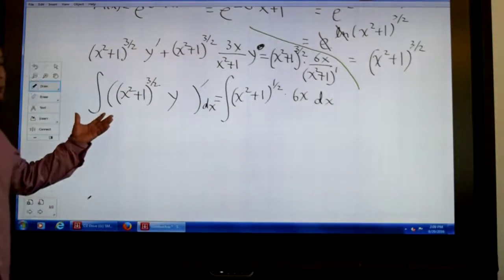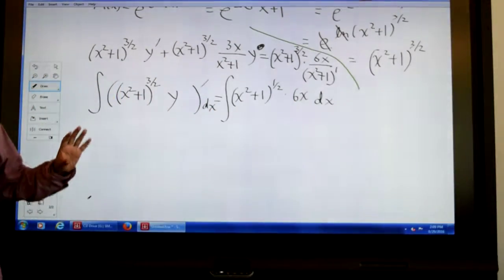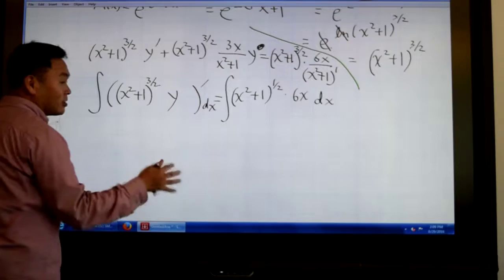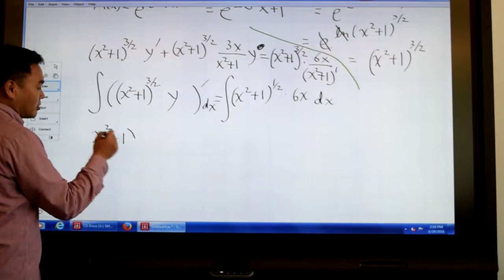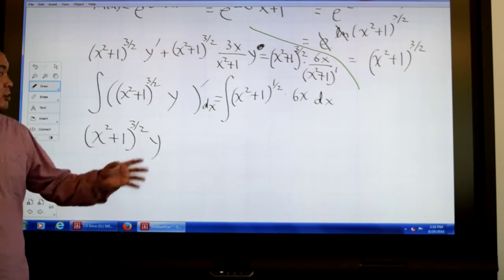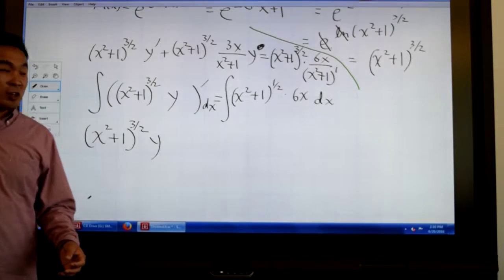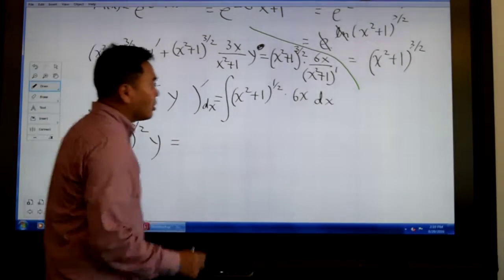Now the left side is easy because you differentiated and integrated, and they're opposite operations. So when you do the two things in sequence, you come back to what you started with. So that's what you get. So in other words, integration cancels the differentiation, and you get y times x squared plus 1 to the 3 over 2, right.